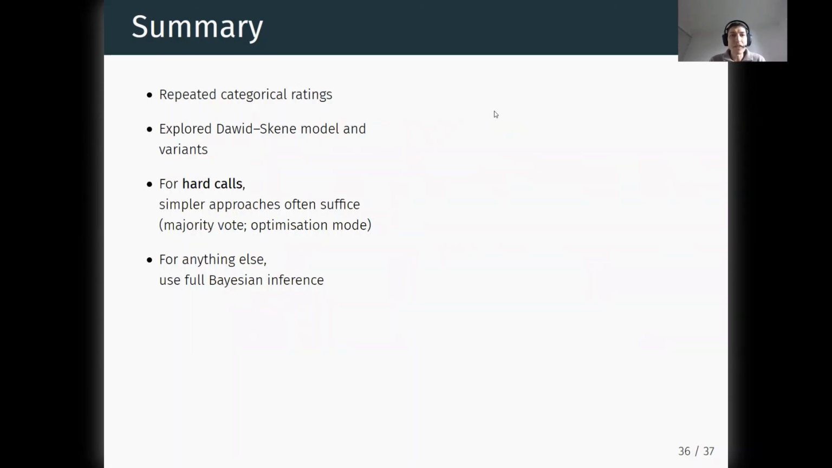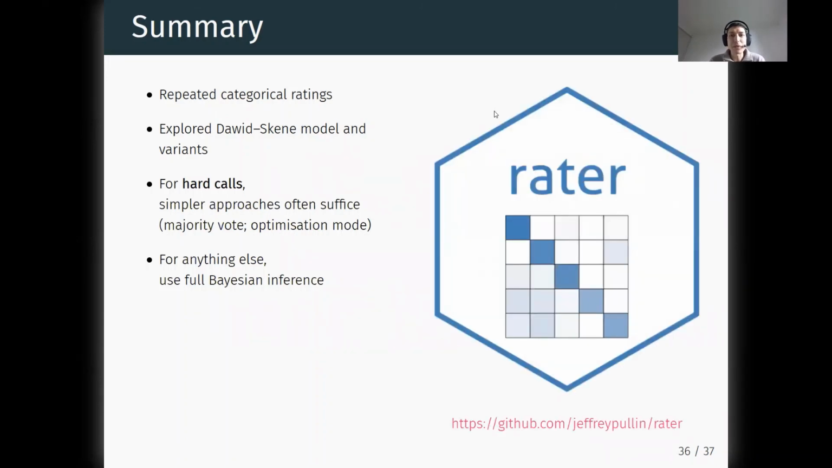If you want to go beyond this, looking at probabilistic outputs or inferring the accuracy of the raters, you really need to apply full Bayesian inference using the Dawid-Skene model, which you can do straightforwardly using our rater package in R. I didn't get around to telling you the details about the ratings per item, but I can tell you the broad conclusion from our analysis there is that you really want to try to get at least 3 ratings per item to get good prediction accuracy.